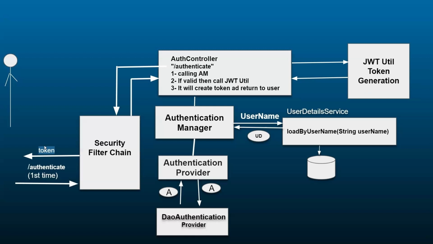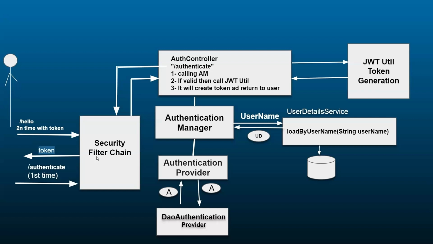Once the user gets that token, if the user or client wants to hit any other API, for example a slash hello API, they have to put that token inside the HTTP request headers. Now, once we hit that slash hello API, it will get intercepted by the filter chain.